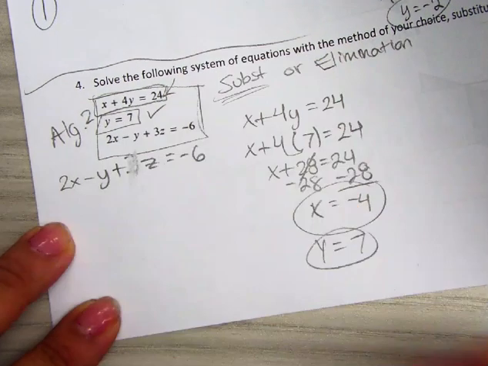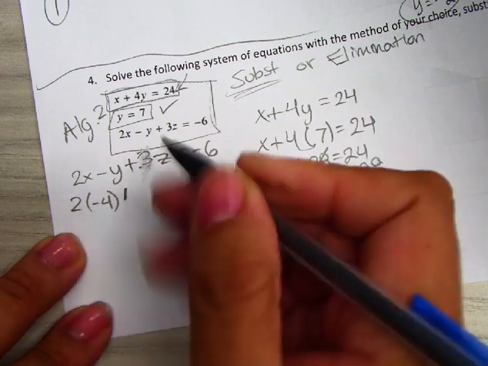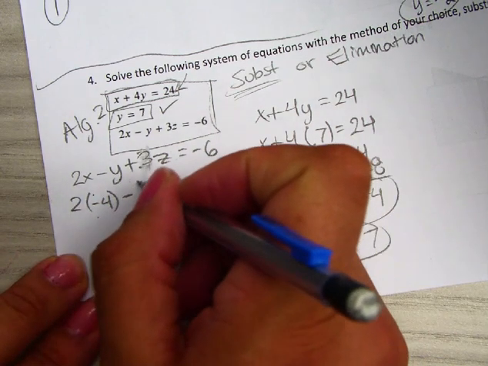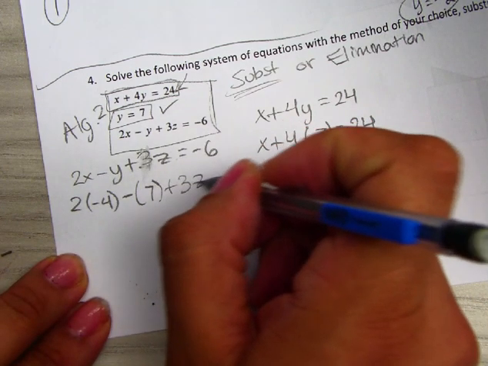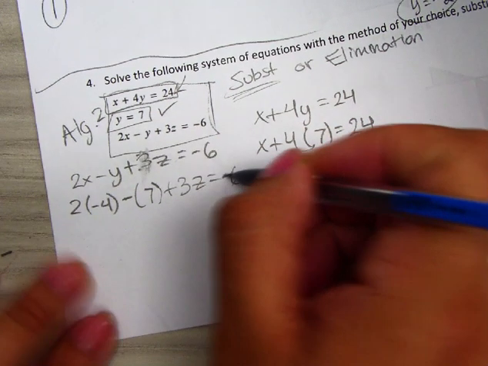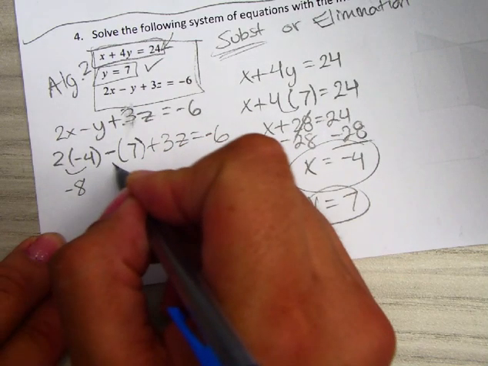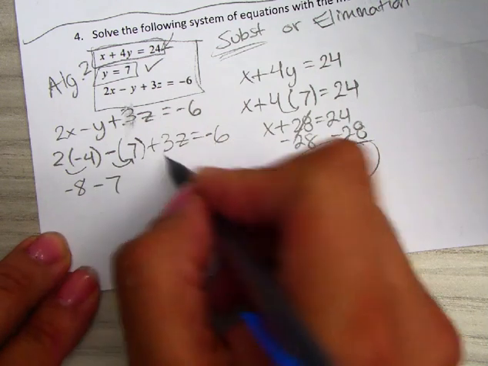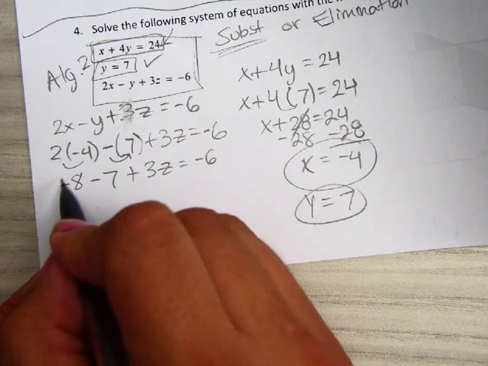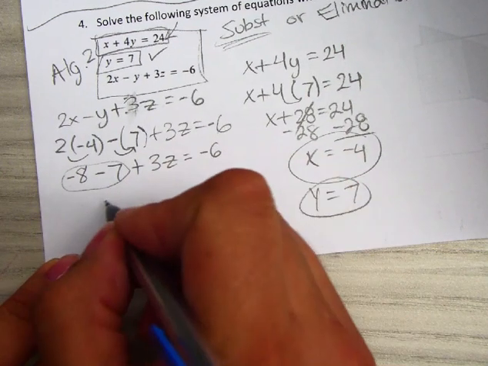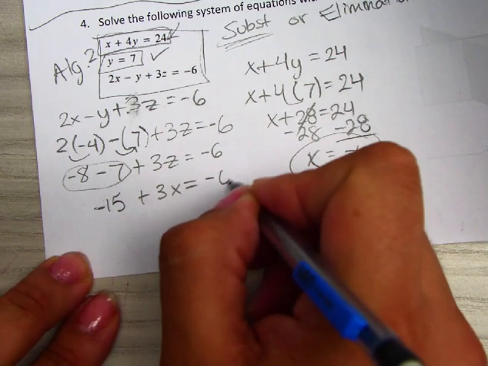And we're going to substitute the two values that we have, so x and y. So 2 times negative 4 minus 7 plus 3z equals negative 6. And then we distribute, so 2 times negative 4, that's negative 8. Negative times 7, it's negative 7. And then that's plus 3z equals negative 6. We combine like terms, negative 8 minus 7, that's negative 15, plus 3z equals negative 6.